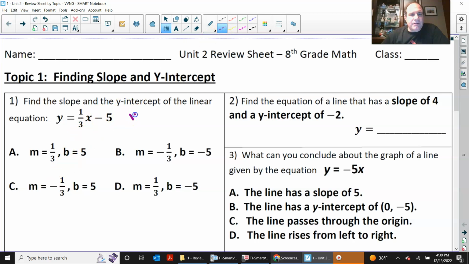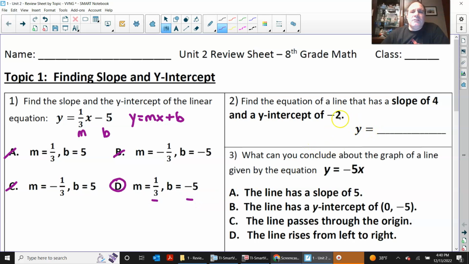Can't get any easier. Remember, the equation of any line in slope-intercept form is y equals mx plus b. The m is the slope, that is the number that is before the x, and the b is the y-intercept. So this is your m and this is your b, including the sign that is in front of it. 1/3 is the slope. 5 is not the y-intercept. It is -5. So -1/3 is not your slope. B is out. D is your answer. 1/3 slope, -5 is the y-intercept.